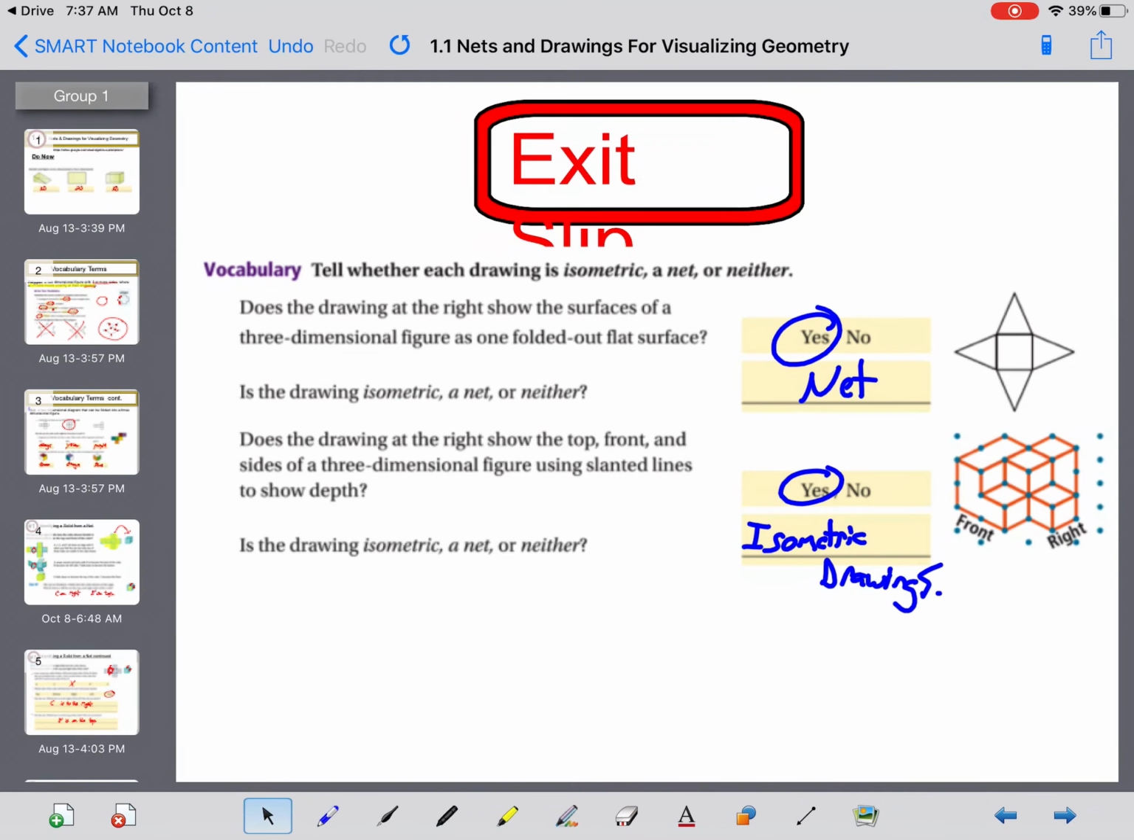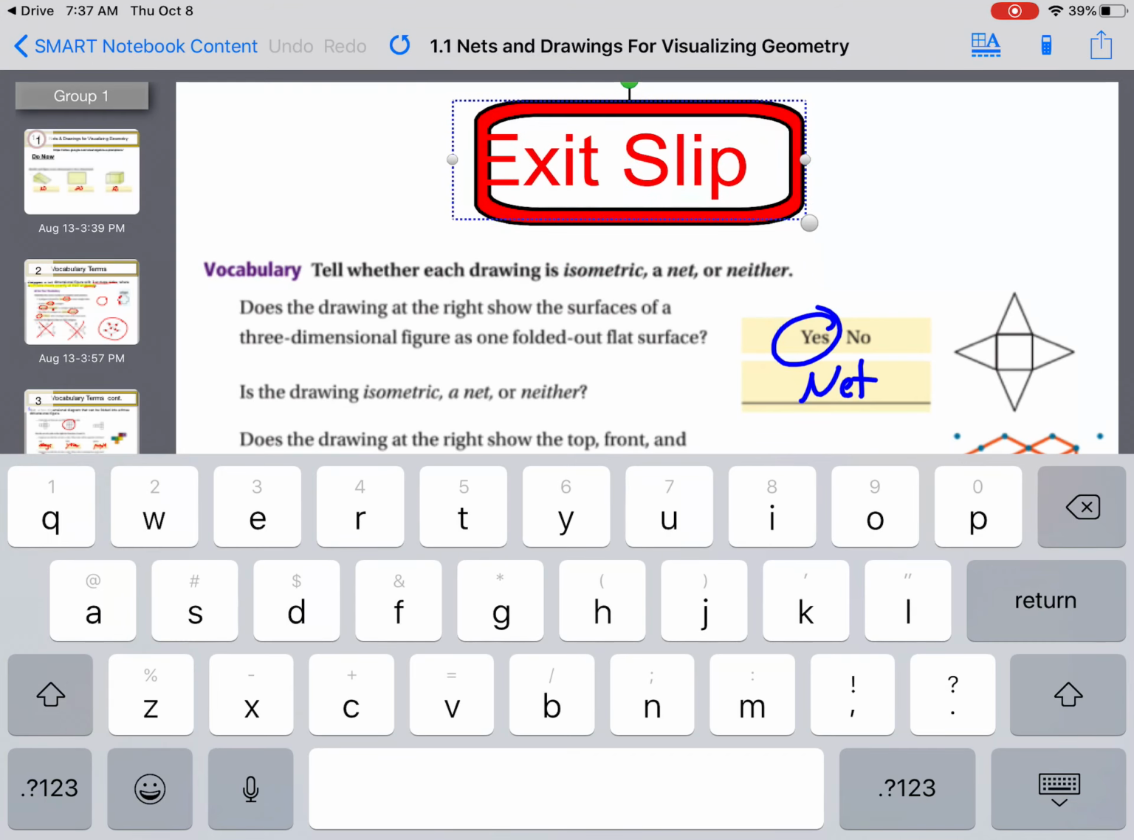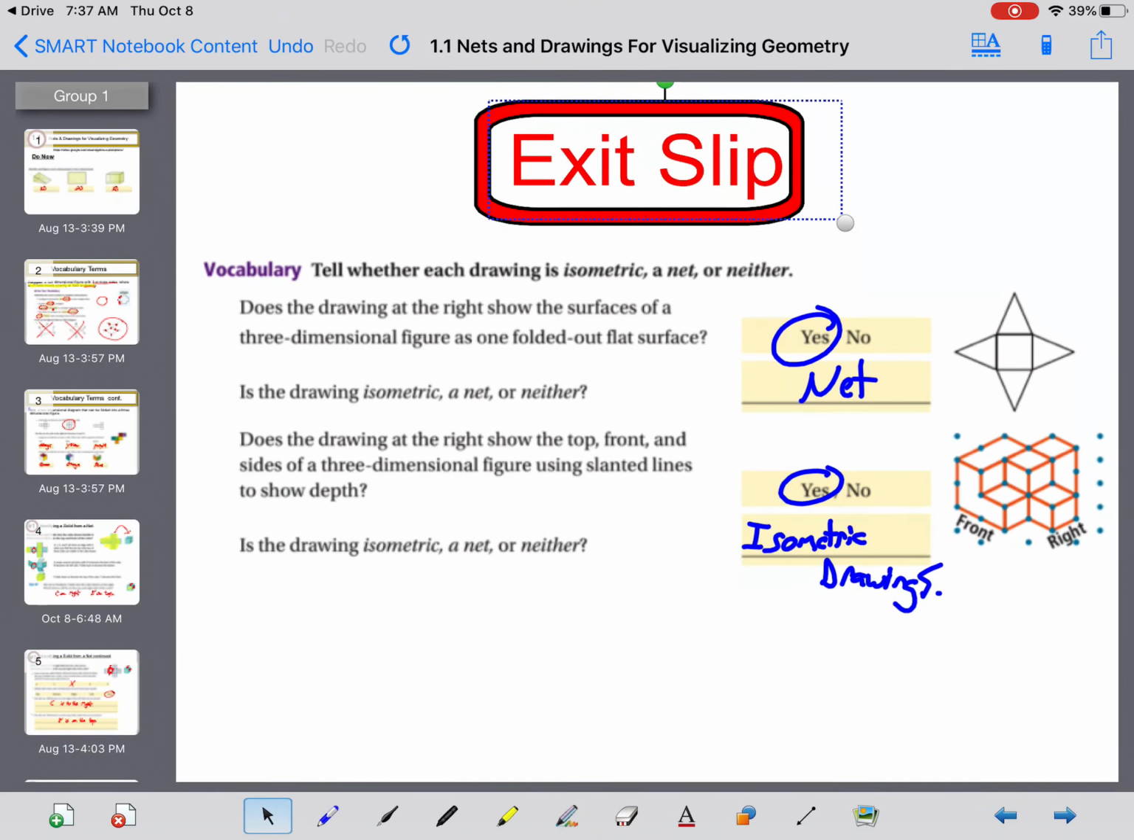Okay, guys. I'm not sure what happened to my exit slip sign here. There we go.